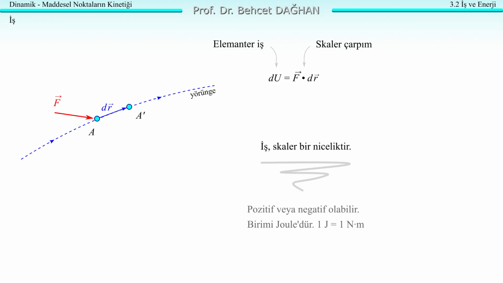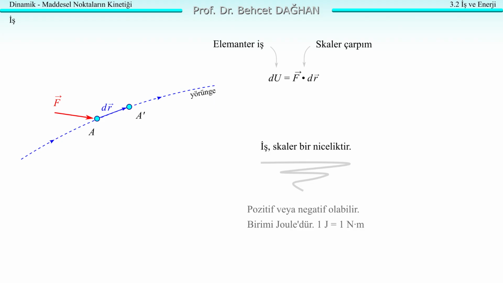dU is the elementary work, the work done by the force F from A to A prime. It is found by the dot product of F and dr. Work is a scalar quantity. When we perform a dot product, the result we get is a scalar quantity. It can be positive or negative. It can even be zero. Its unit is the joule. Essentially, we're multiplying newton by meter, but we'll call it a joule. 1 joule is equal to 1 newton meter.